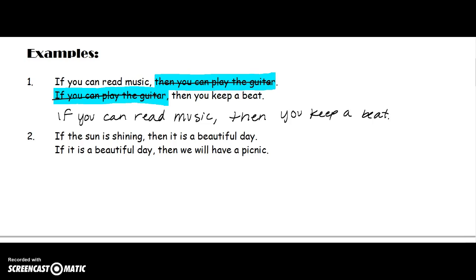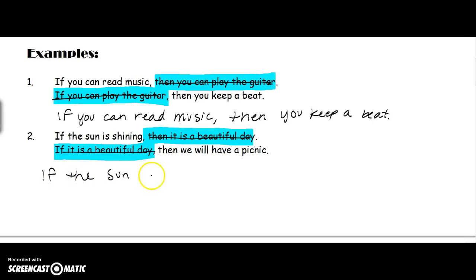If the sun is shining, then it is a beautiful day. If it is a beautiful day, then we'll have a picnic. So again, you look to see if your conclusion and your hypothesis match, and since they do, they basically cancel each other out. So we can say, if the sun is shining, then we will have a picnic.